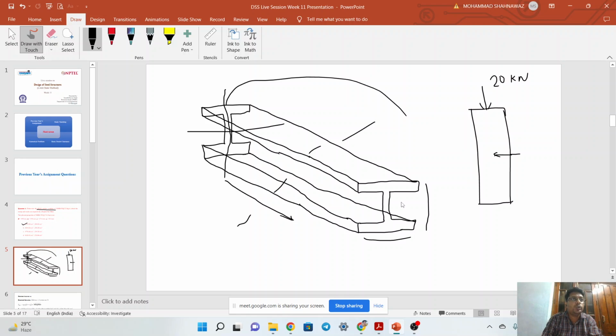So you can do this experiment by taking various types of scale.